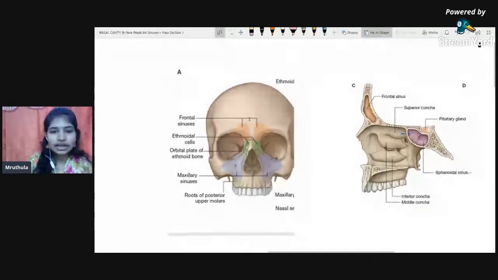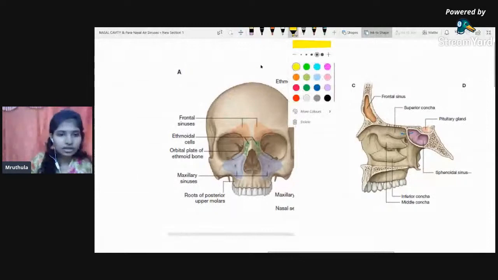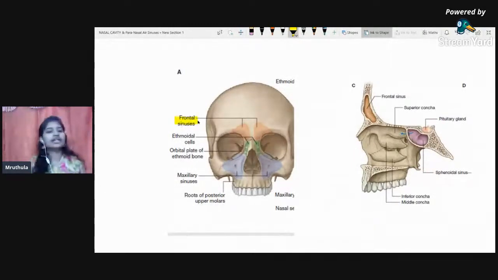Have a look at this skull. Here we'll see where the sinuses are located. First, the topmost is the frontal air sinus. If it is frontal air sinus, it is found in the frontal bone. What is the frontal bone? This front portion is called the frontal bone, and you have the frontal air sinus in this region. Then below the frontal air sinus, we have ethmoidal cells or ethmoidal air sinus. Why is it ethmoidal air sinus? It is present in the ethmoid bone.